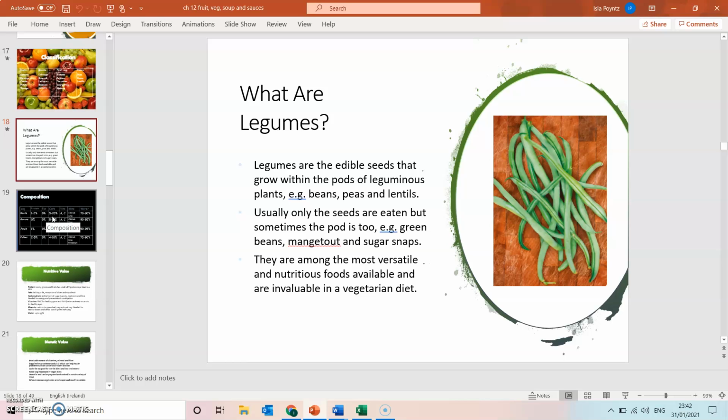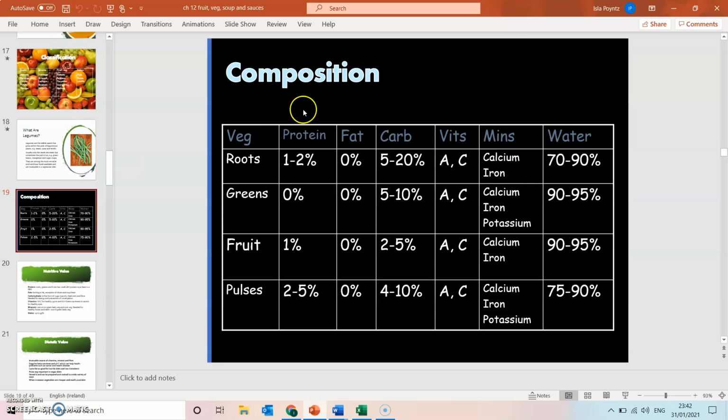Now, the composition. Okay, so going through the protein, fat, carbohydrate, vitamins, minerals, water. So they all have a high proportion of water. They all have the calcium and iron and the A and C vitamins, just like your fruit. Okay, now they all have no fat, which is wonderful. And then protein is very, very low, and it's LBV apart from the soya bean here. So the carbohydrate is where you really see the variation there. Okay.